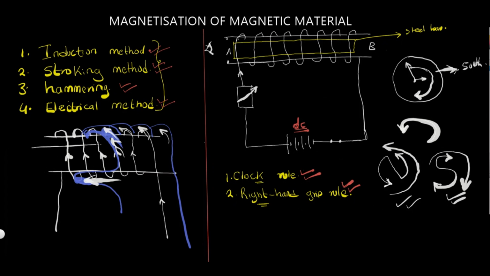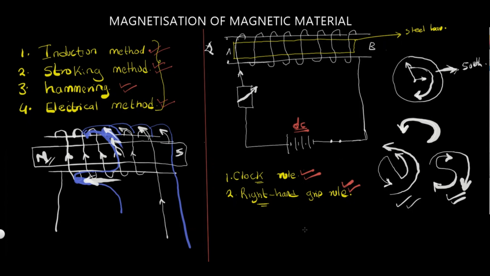Remember here in the middle we have our steel bar like this. So this one will be the north pole and this one will be the south pole. This is the easiest method of identifying the polarity of a magnet, whereby if you grab it with your right hand, then your thumb will always point to the north pole of the magnet. And that is all about methods of magnetizing a magnet.